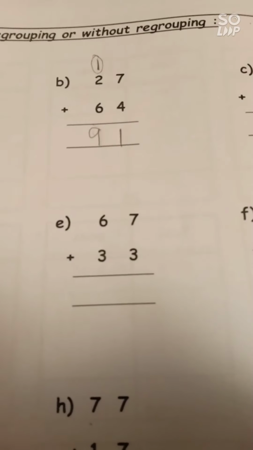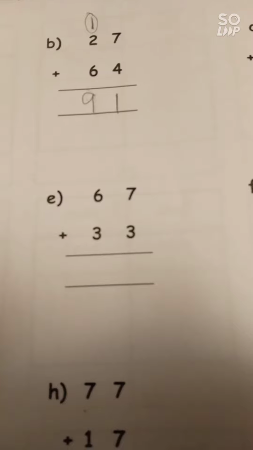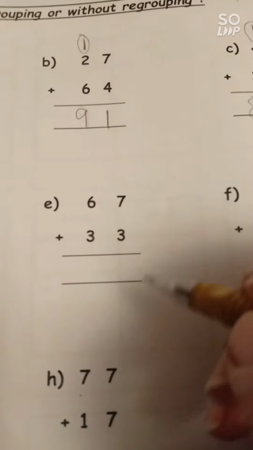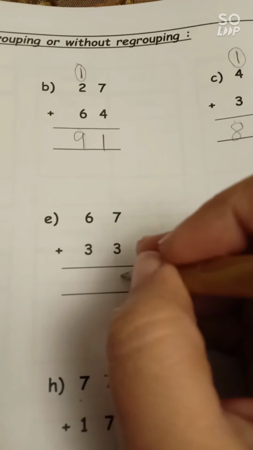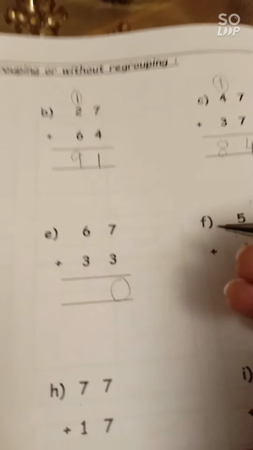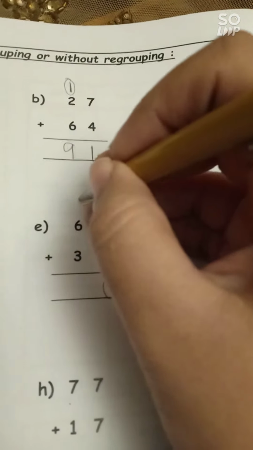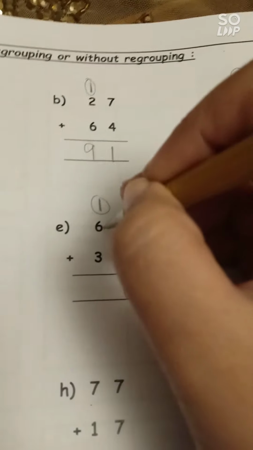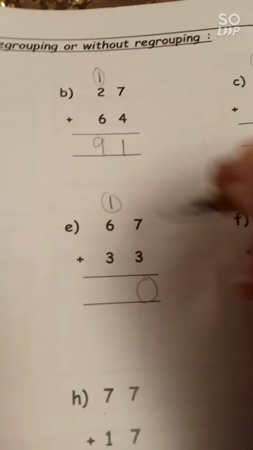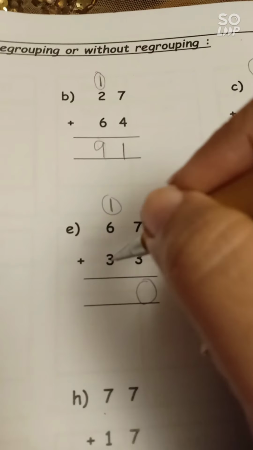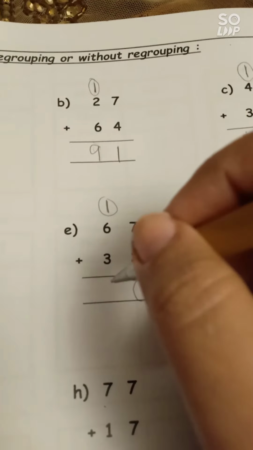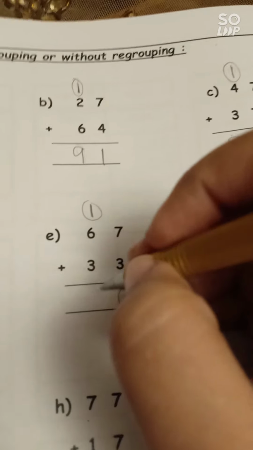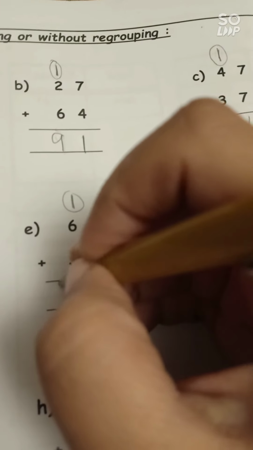Another example. 67 plus 33. 7 plus 3 equals 10. The ones here is 0. What about the 1? We add it with the tens. So we put it here. 6 plus 1 equals 7. 7 plus 3 equals 10. So we have to put here the 10.